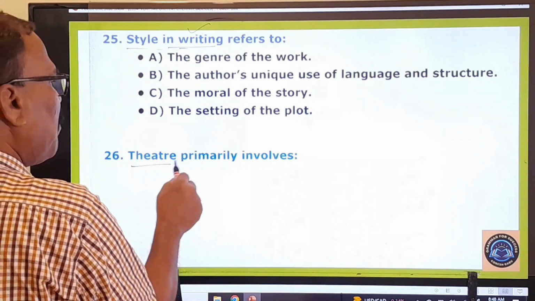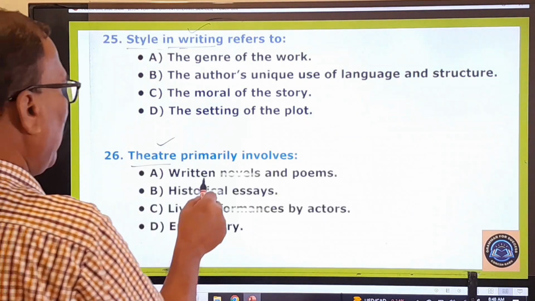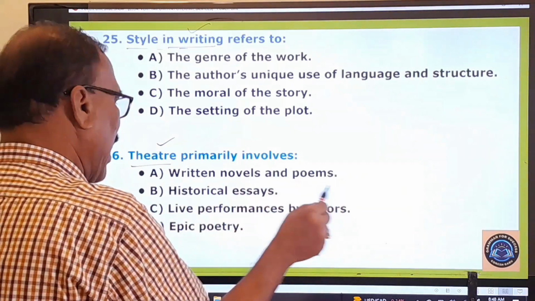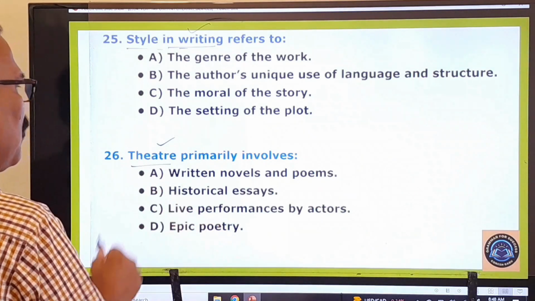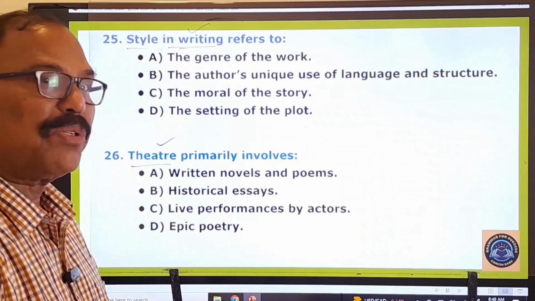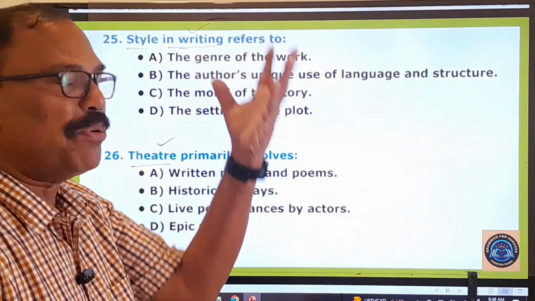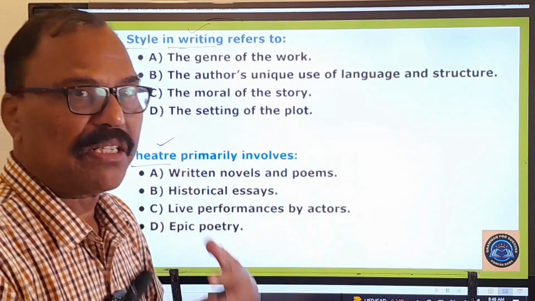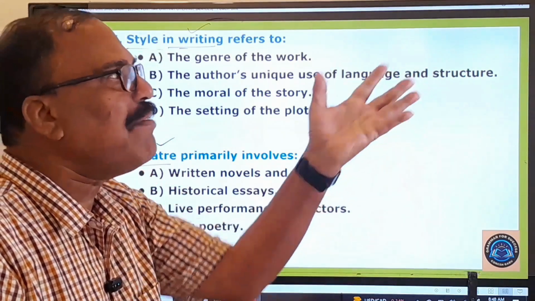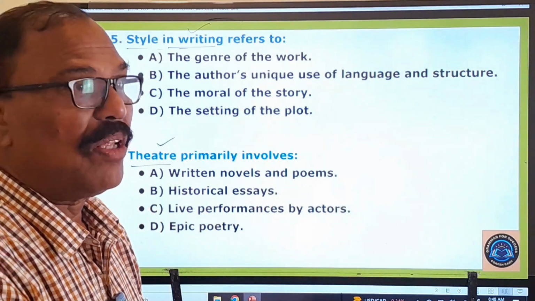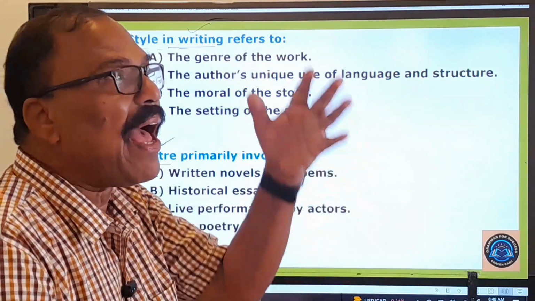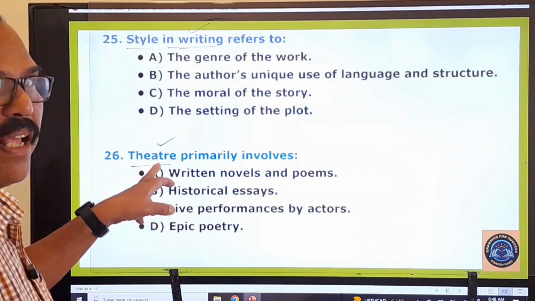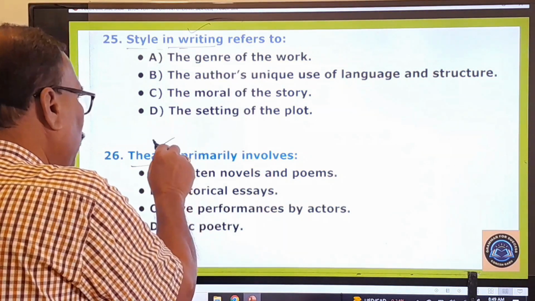26th question, theatre primarily involves written novels and poems, historical essays, live performances by actors, and epic poetry. I gave you one example also when I went to Gatlinburg to see the beauty of the Smoky Mountains. Three girls came, calling themselves witches, and performed a live show in front of the audience. So a live performance by actors in front of an audience is itself called a theater. I gave that example at the time of teaching you about theater.